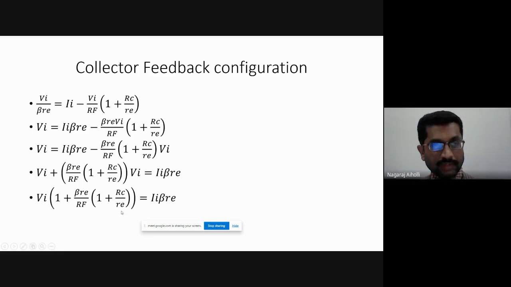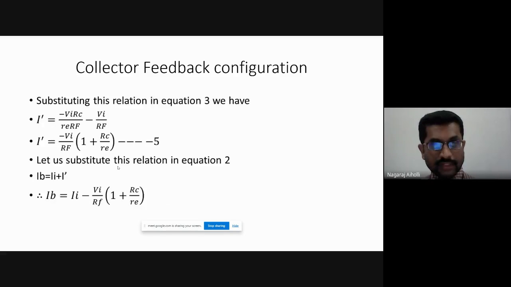Okay, now this equation, we are getting it in the form of VI by II. Now we will get the equation for the input impedance. We are doing all this to get the equation in the form of VI by II, because that is our input impedance.